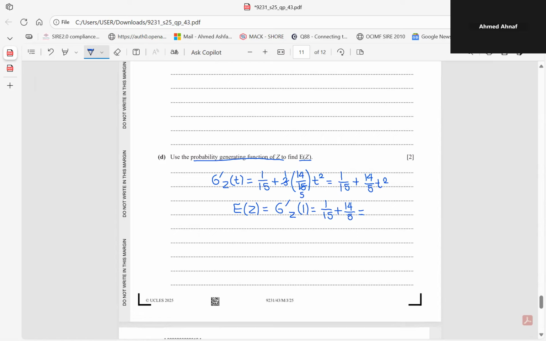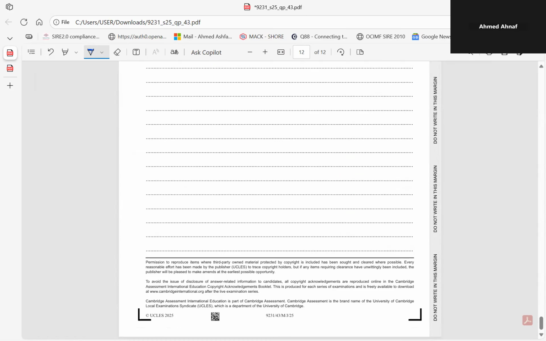Type into a calculator, you are supposed to get 43 over 15. So this is the final answer for this part as well as the entire question. And we have also come to the end of this paper.